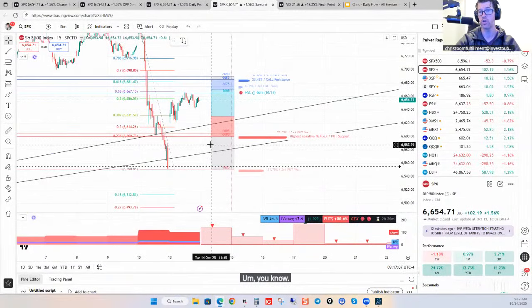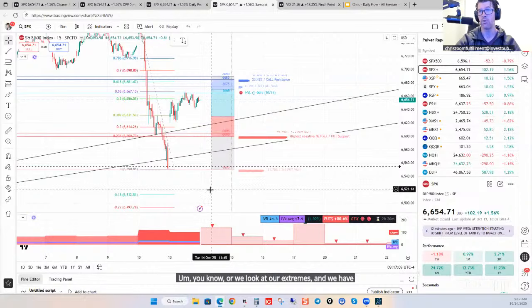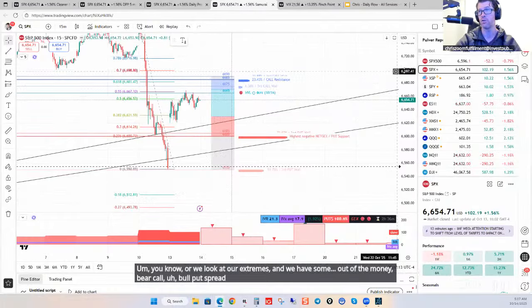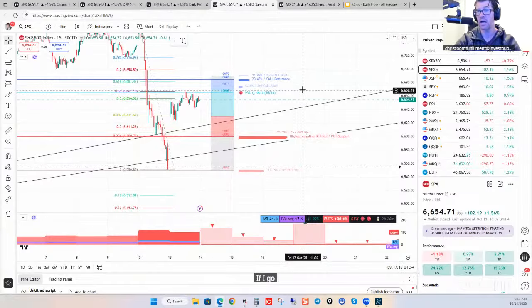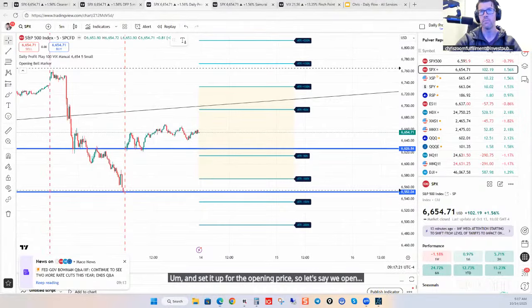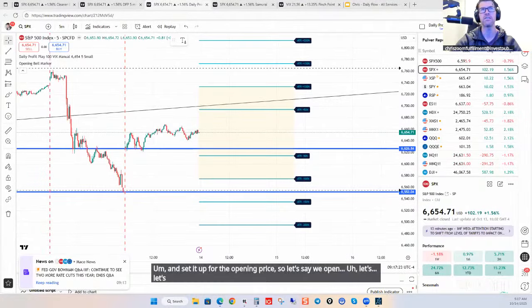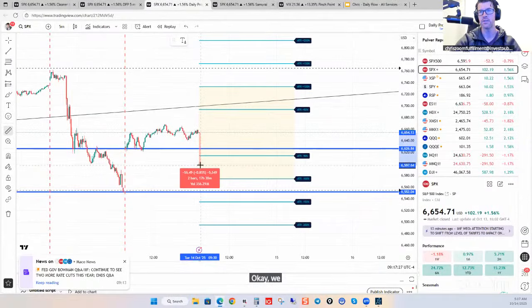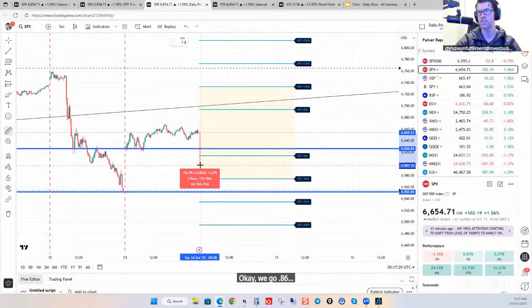Or we look at our extremes and we have some out-of-the-money bear call, bull put spread combos and just try to get a good fill. If I go 5 wide and get $1 and set it up for the opening price. So let's say we open, let's measure out 0.86 or so. We go 0.86, puts us down to about 65.97.